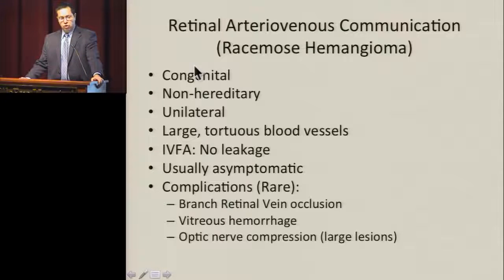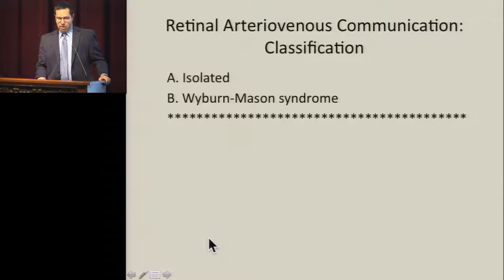So these lesions are congenital, and remember, they are not hereditary, okay? They are unilateral large tortuous vessels. On fluorescein angiography, they don't leak. They are usually asymptomatic. Of course, not the case I showed you. That's a very severe case. Complications are rare, but they can cause branch retinal vein occlusion, sometimes rarely vitreous hemorrhage, and in a case like ours, can actually compress the optic nerve sometimes.